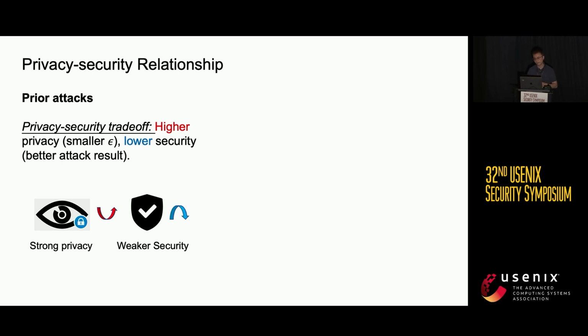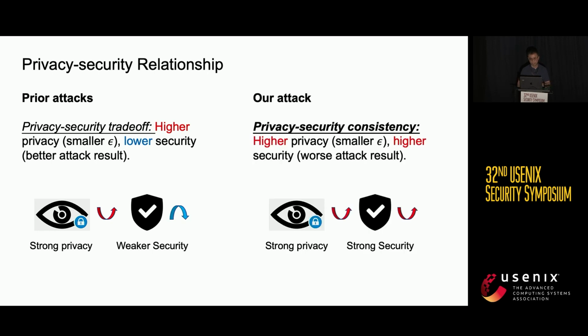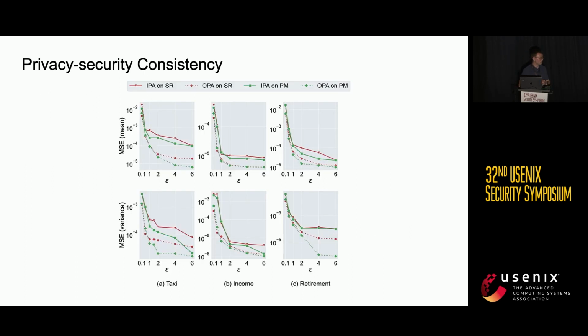Prior work showed that the fundamental security-privacy trade-off actually exists. So higher privacy gives us lower security. But in our work, we observed the privacy-security consistency. So higher privacy also gives you higher security. We did experiments on the real-world dataset, which confirmed our findings. You may find more details, more results in our paper.